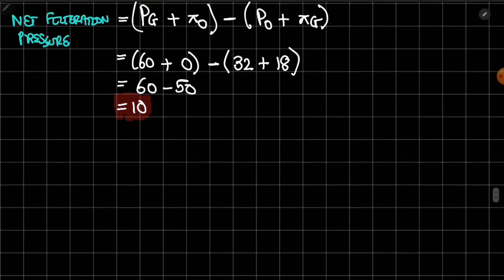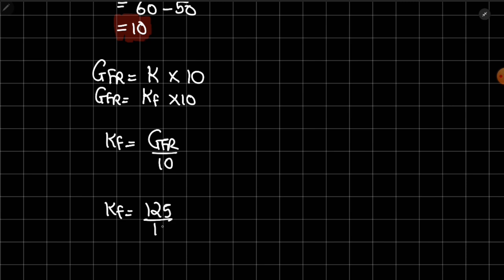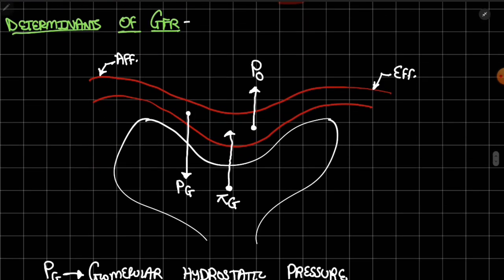So GFR will be some constant multiplied by this net filtration pressure. That constant is the filtration coefficient, and the filtration coefficient formula is GFR by 10, which is 125 by 10, giving a value of 12.5. Now the determinants of GFR are these pressures: PG, pi O, and pi G. Now we will see the overall factors affecting the glomerular filtration rate, the GFR.